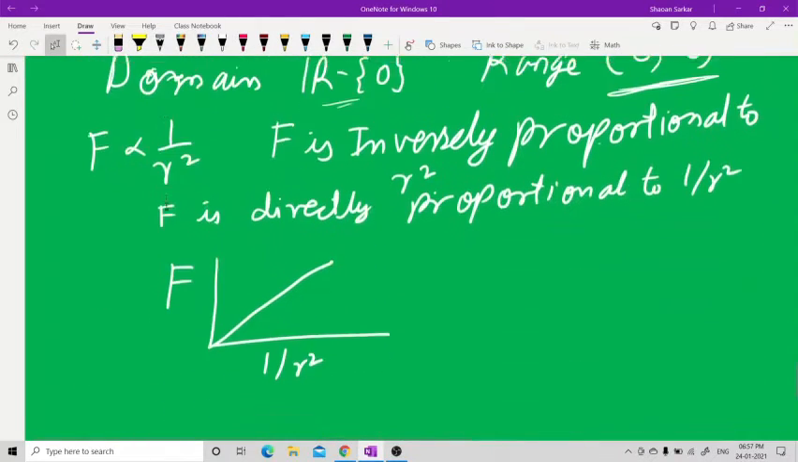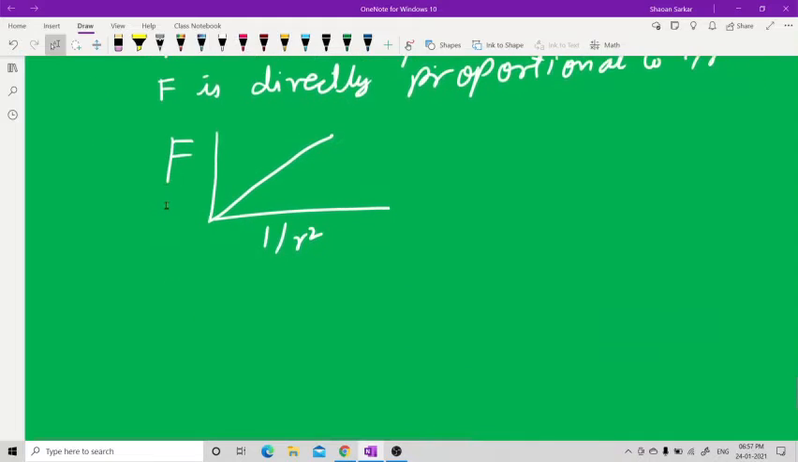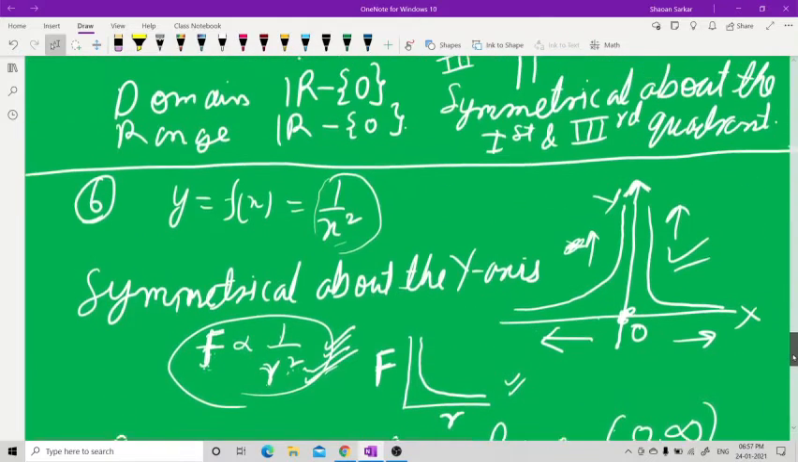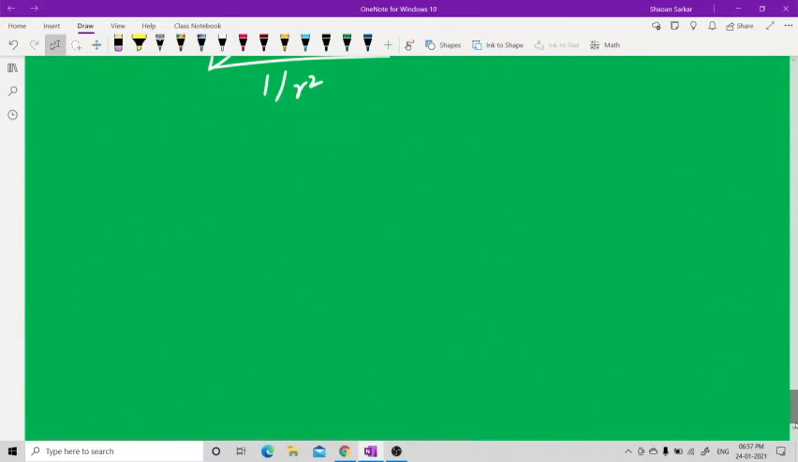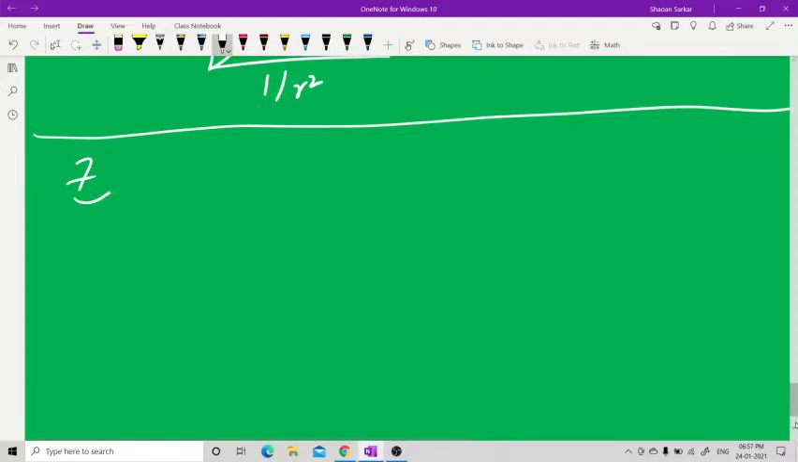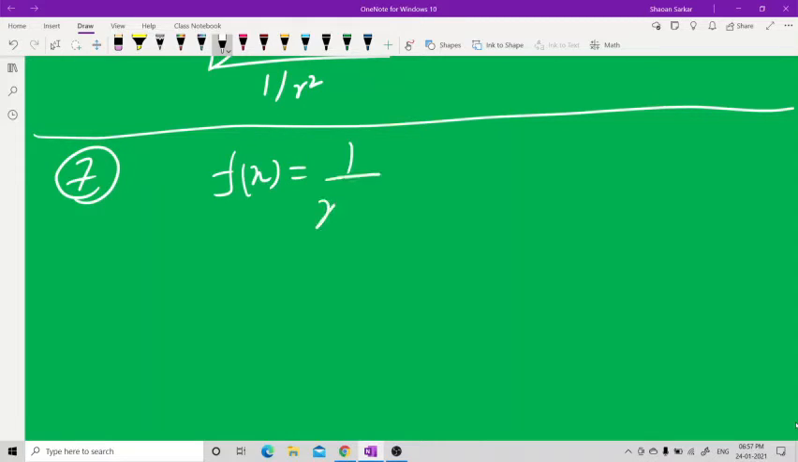Okay, now let's carry on with our discussion further. This was number 6. We are now going for the seventh graph. This is our seventh graph, and now we take the general case when f(x) is equal to 1 upon x to the power of 2n minus 1, that is, odd.